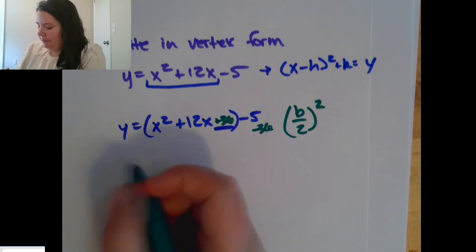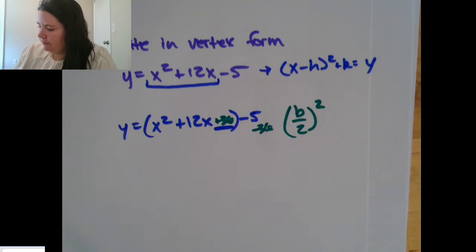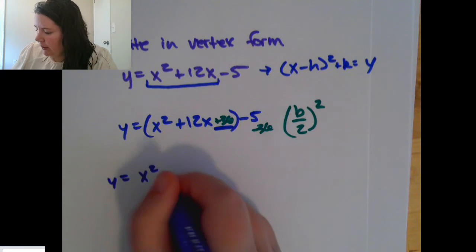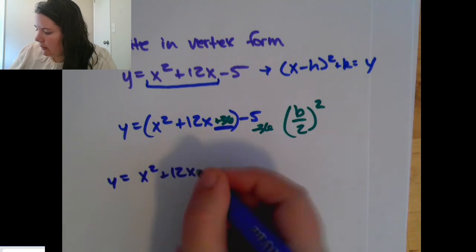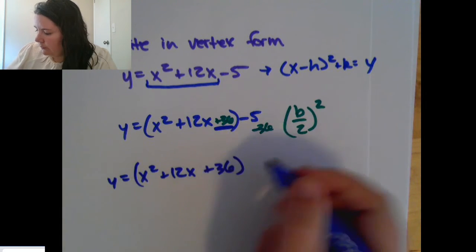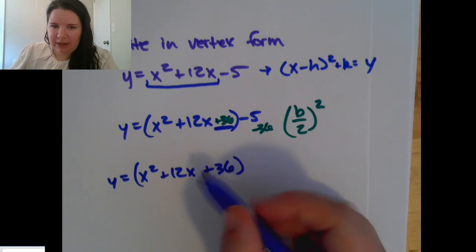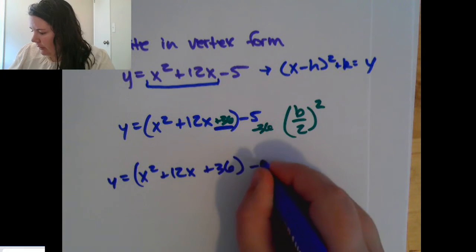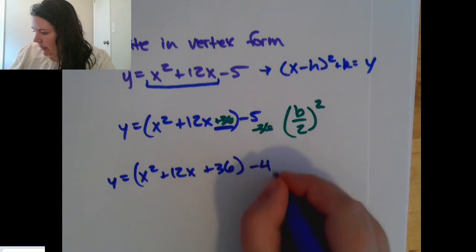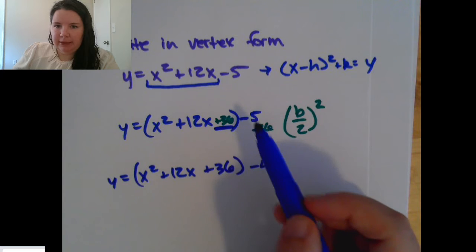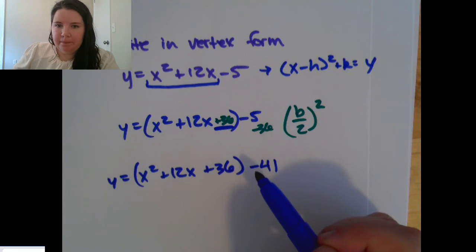So now my problem looks like this. Y equals x squared plus 12x plus 36. I'm just putting in parentheses because this is the part I'm working with. It doesn't change the problem. Minus 41. This just went to that.